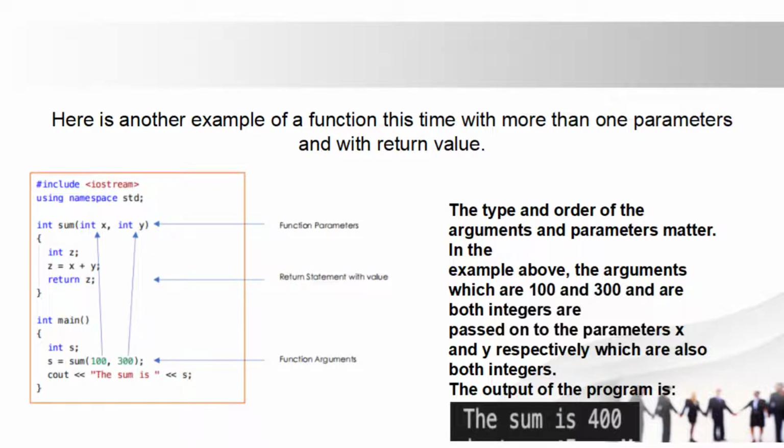Here is another example of a function, this time with more than one parameter and with a return value. The type and order of the arguments and parameters matter. In the example above, the arguments, which are 100 and 300 and are both integers, are passed on to the parameters x and y, respectively, which are also both integers. The output of the program is shown below.